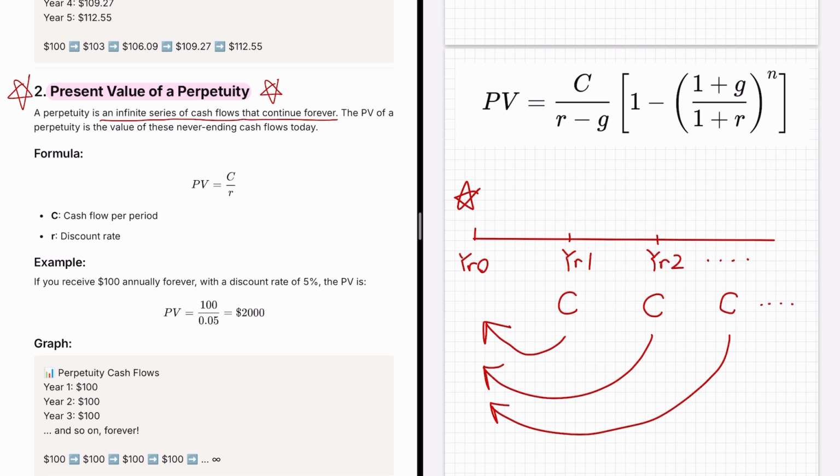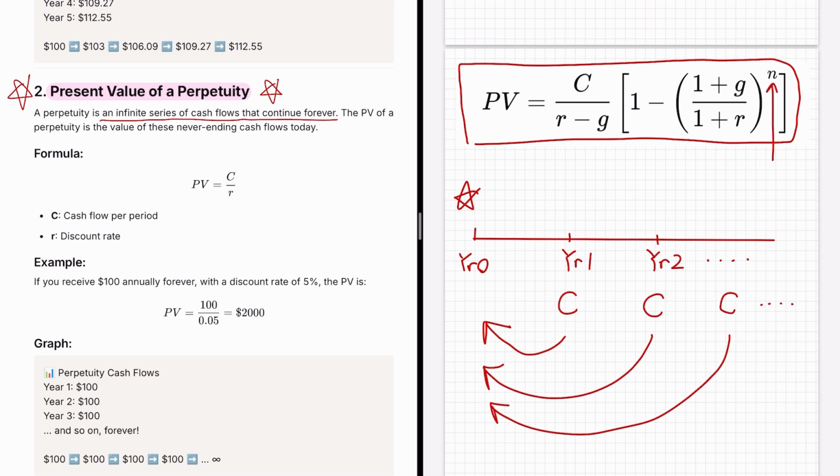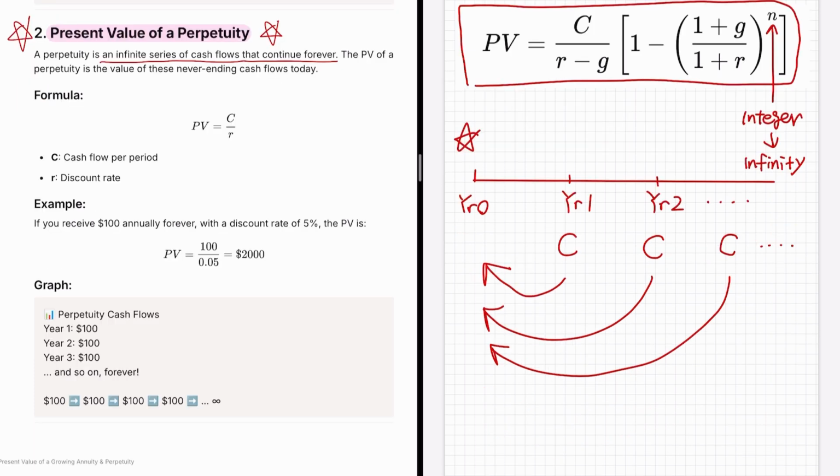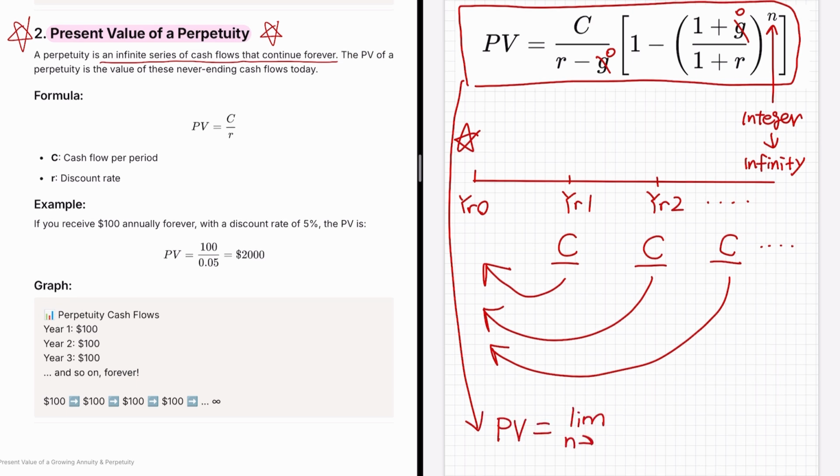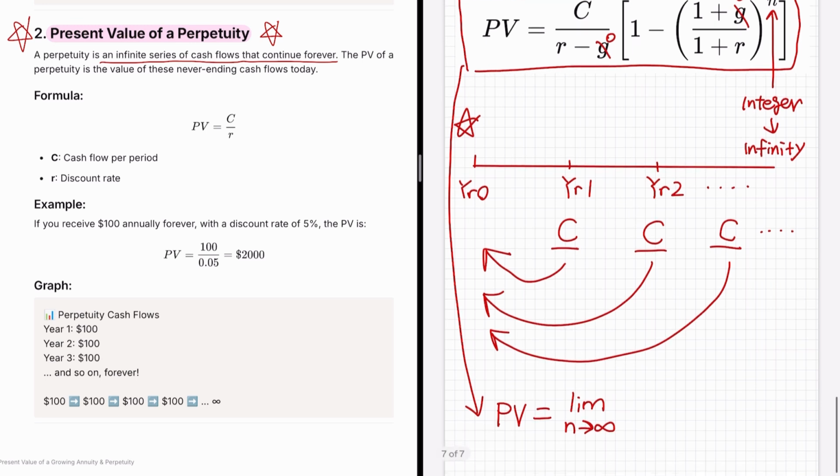Well, as we've already found the present value for the growing annuity, in this case we know n here, instead of being an integer, goes to infinity. And here, in each year, the cash flow is the same, so the growth rate should be 0. If we simplify this formula, it should be PV equal to the limit as n goes to infinity. No worries, it's just a mathematical representation for n goes to infinity. So C divided by R, times 1 minus 1 over (1 plus R) to the power of n.